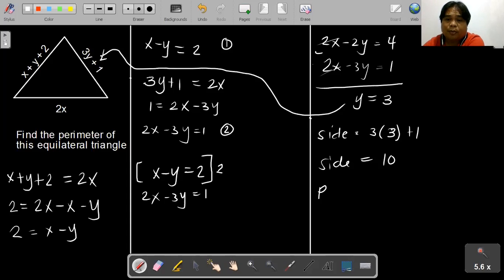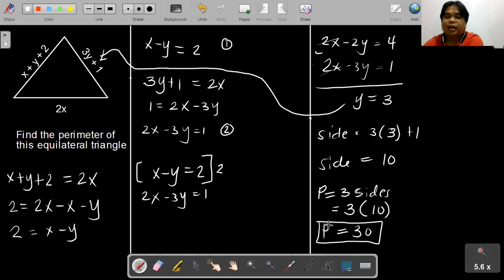And then to solve for the perimeter, the perimeter of a triangle is expressed as 3 times its sides. Okay, what is the side of the triangle? That's 10. So that becomes now 30. Meaning the perimeter of this particular equilateral triangle is 30.